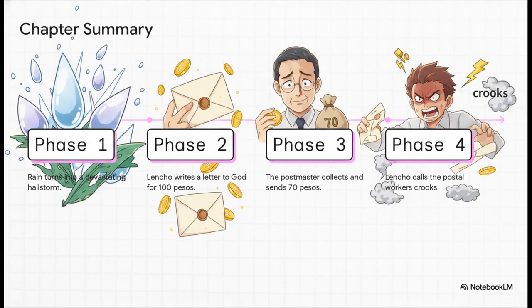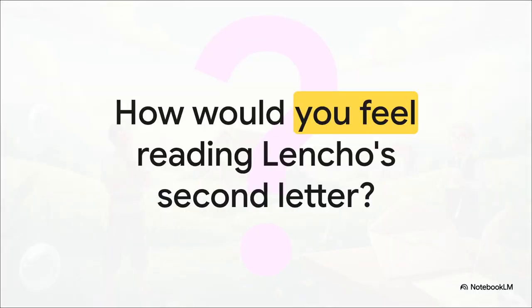Boom, chapter complete. So the crucial takeaway here is that human nature is just wonderfully complex. This story so delicately balances the beauty of pure, innocent faith with the tragedy of human distrust. I want to leave you with this provocative thought. If you were the postmaster, how would you feel reading Lencho's second letter? Would you regret helping him, or would you just kind of smile at his innocence?